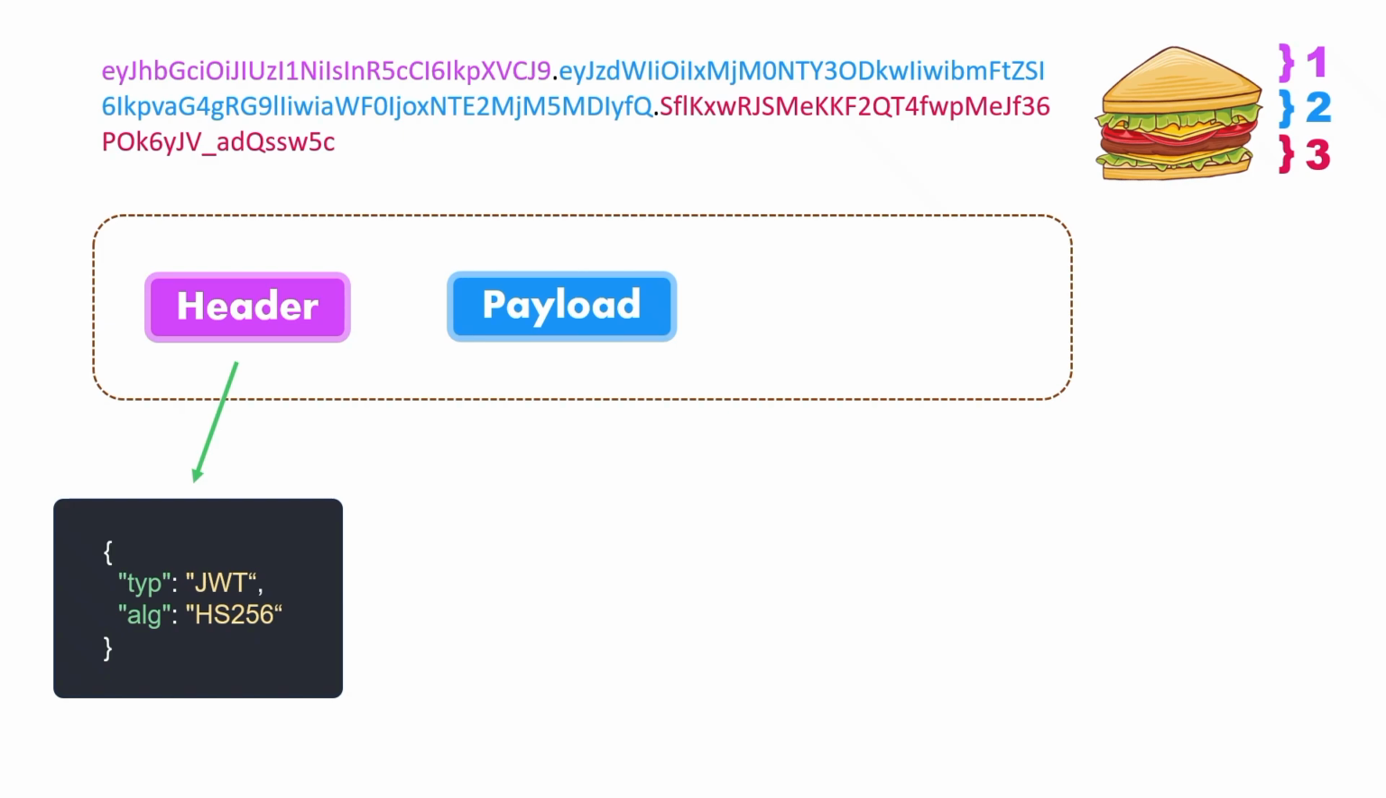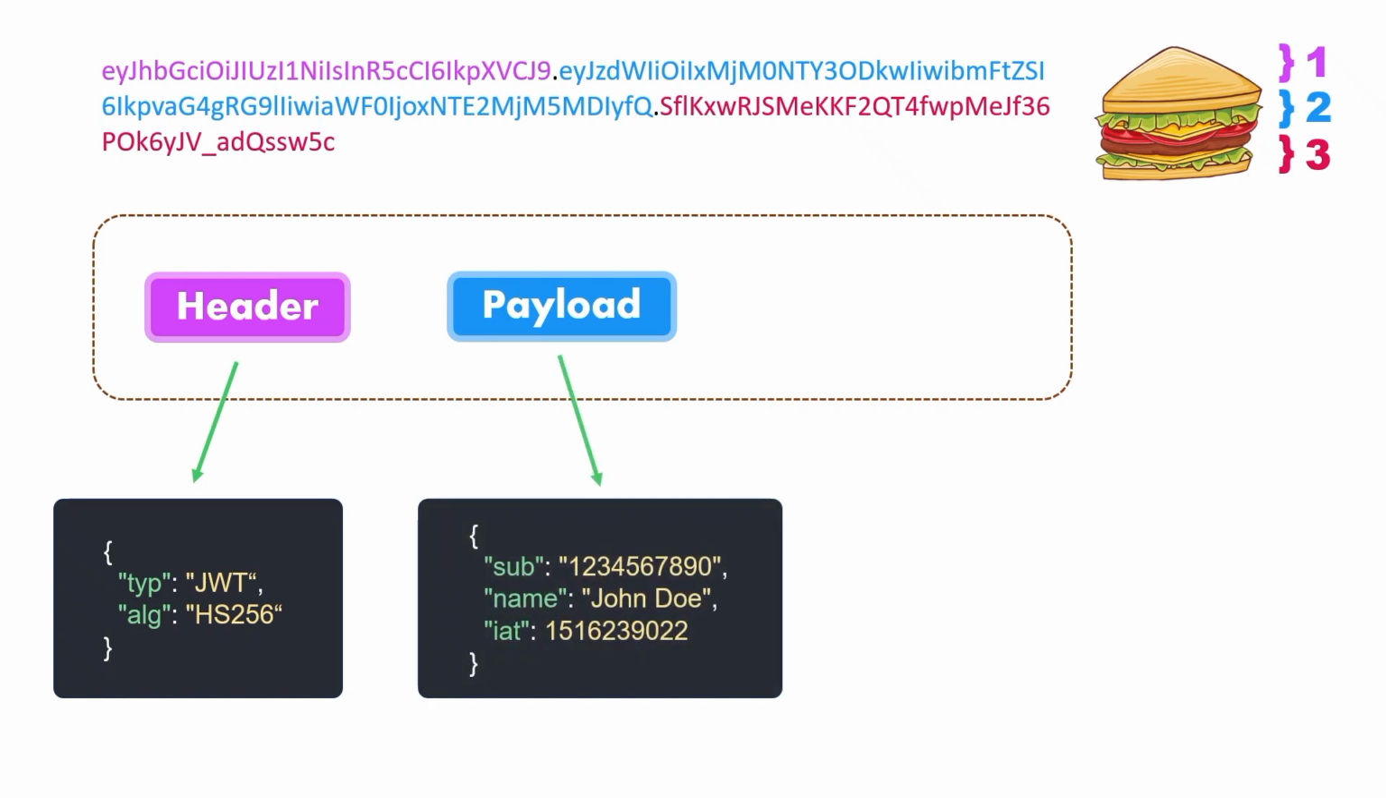It's like the sandwich's flavorful filling. Inside, we pack all the juicy details that make your JWT uniquely yours. Inside the payload, we can include various claims. These claims are like the ingredients that make up the heart of your sandwich. They can be things like your username, your role, when your access expires, and even custom information specific to your application. Understanding the payload is like having a powerful toolkit for developers.